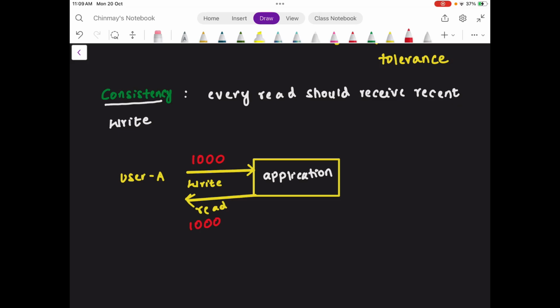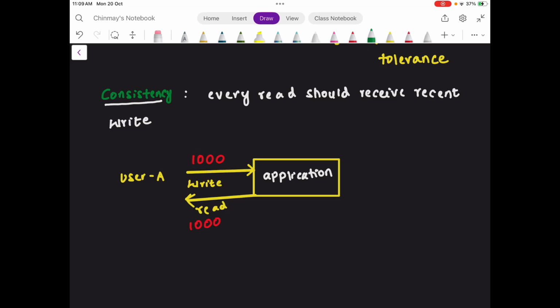Whenever user A performs a write operation, that means deposits 1000 rupees, and then checks the balance immediately after that, it should show 1000. That means your read should receive the recent write. That means your application has consistency. Clear? When the recent write information is received when the user performs a read request, then your application has consistent behavior.